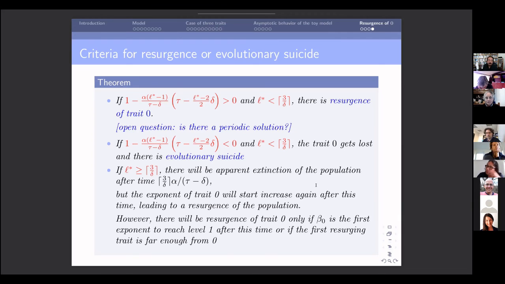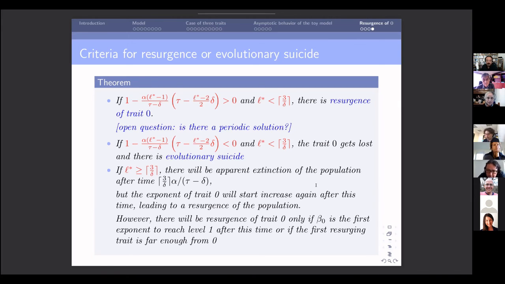So somehow there should be some relationship between mutation, migration, and the intensity of the gene transfer. I don't know if you can say something about that in your toy model or just in the abstract. Thank you. Okay, thank you.